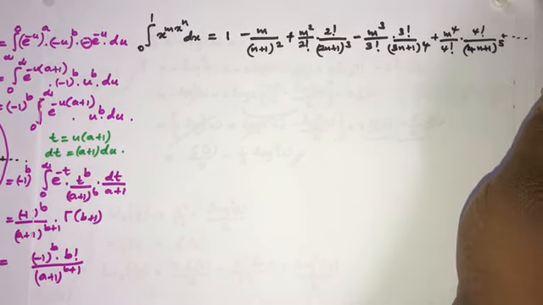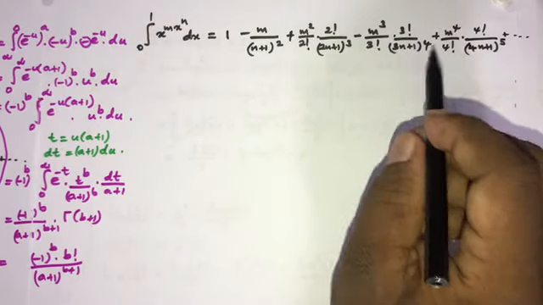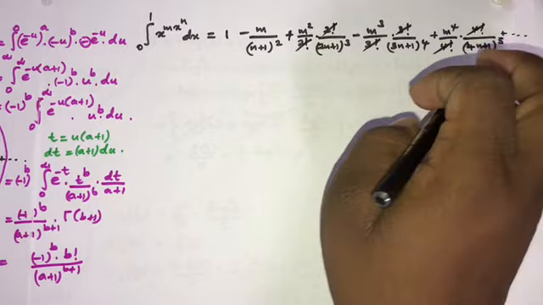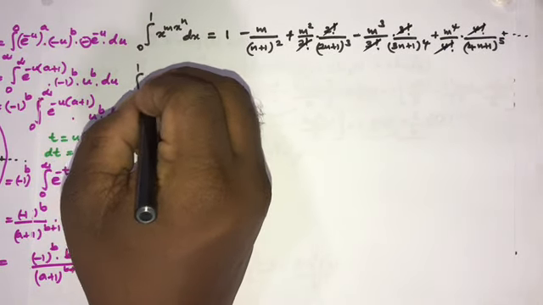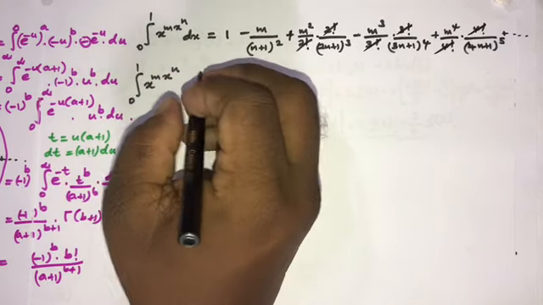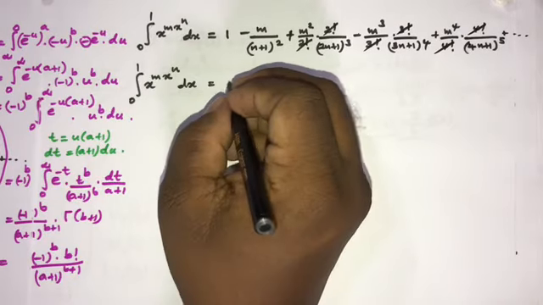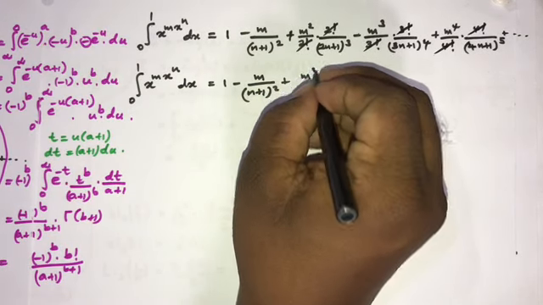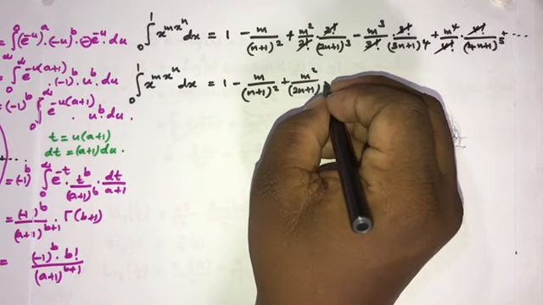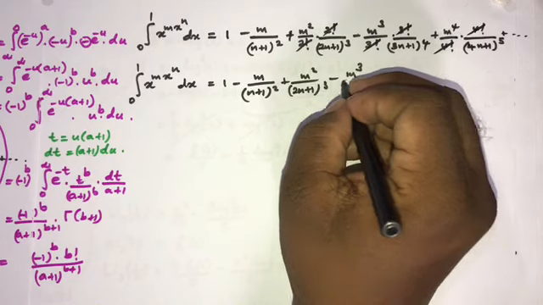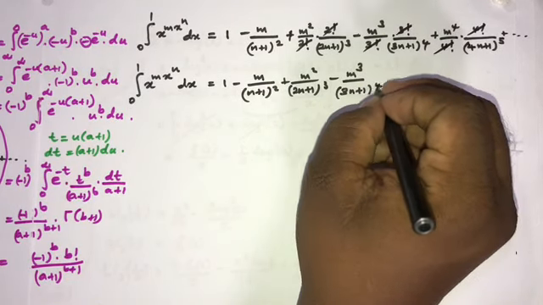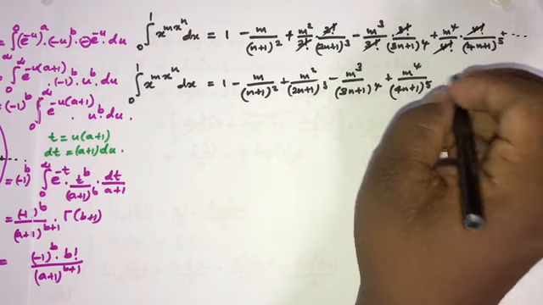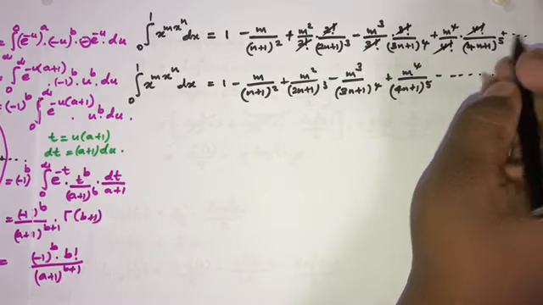Okay, then this is the general case, and we can simplify this, so 2 factorial gets cancelled, 3 factorial also gets cancelled, 4 factorial also gets cancelled, and we will have the integral from 0 to 1 of x raised to the m, x to the n dx is equal to 1 minus m over n plus 1 square plus m square over 2 times n plus 1 raised to the 3 power minus m raised to the 3 power over 3 times n plus 1 raised to the 4 power plus m to the 4 power over 4 times n plus 1 raised to the 5 minus, and so on.